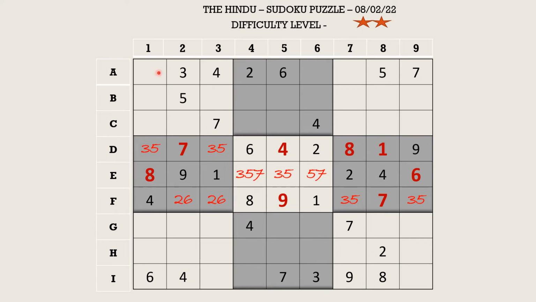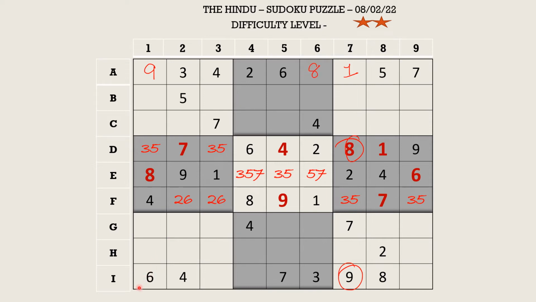In row A, there are 3 empty cells and the missing numbers are 1, 8 and 9. In 7th column there is 8 and 9 present. So A7 takes 1. So A1 takes 9 because there is an 8 blocking here, and A6 takes 8.